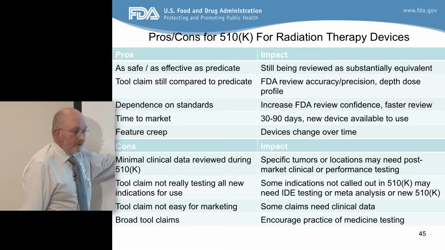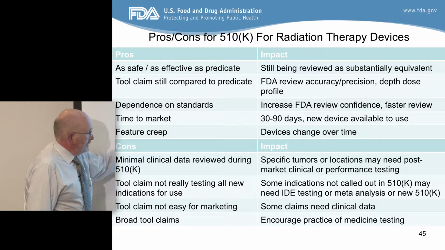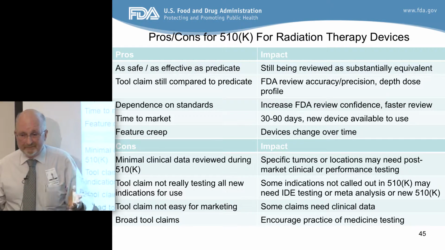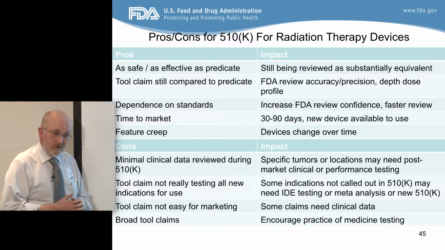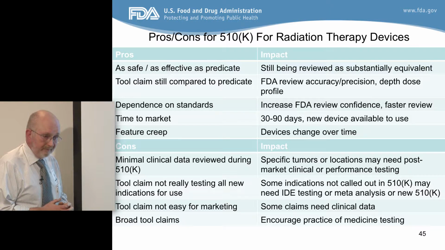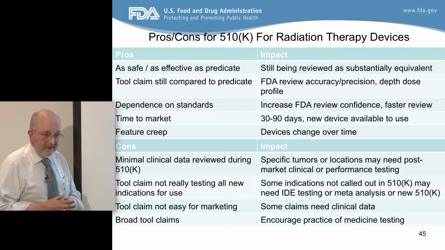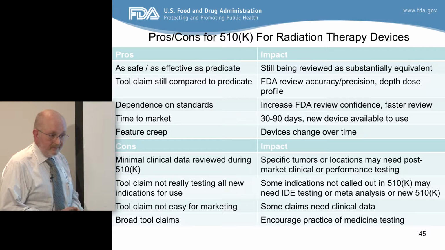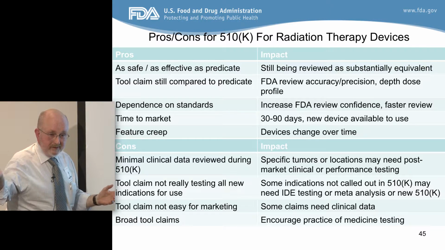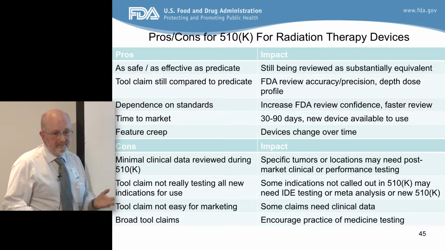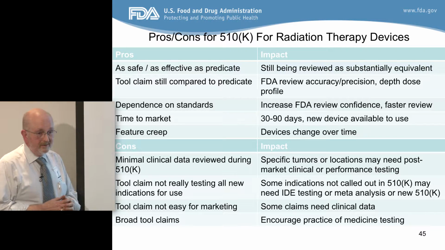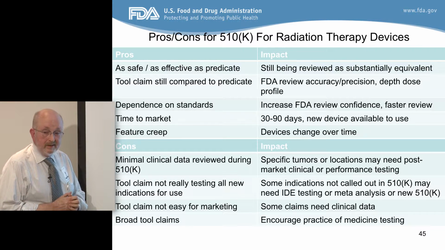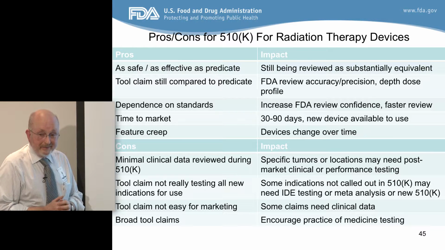And feature creep, I always say this wrong, but feature creep, devices change slightly over time. They do. That's one of the criticisms of the 510K program. That somebody could say a 1978 linear accelerator is the predicate of a TrueBeam. Yeah, really, not so much. You know, most of the review scientists would tell Varian to pick another predicate.